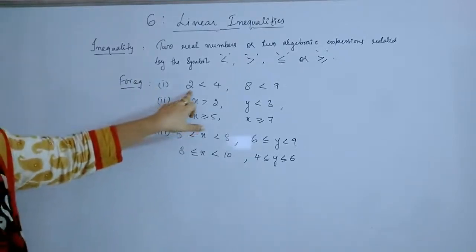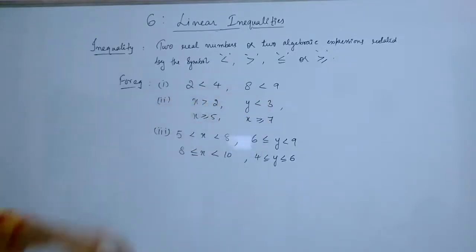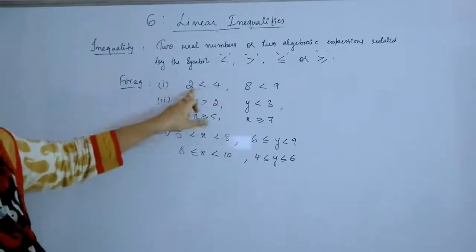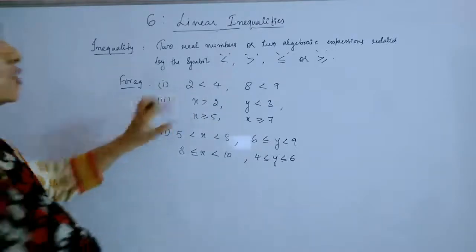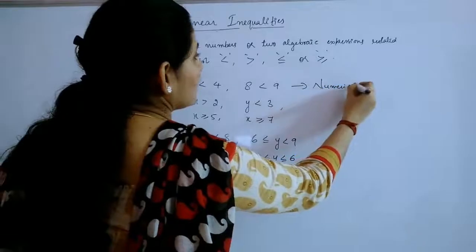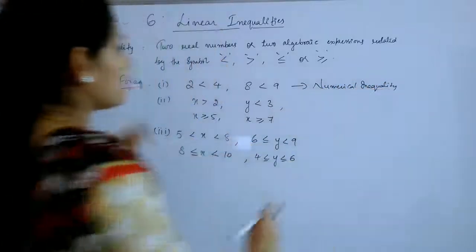First one is 2 less than 4, 8 less than 9. So here you can see that both the sides of this inequality are numbers. So this type is known as numerical inequality. We have just categorized them.